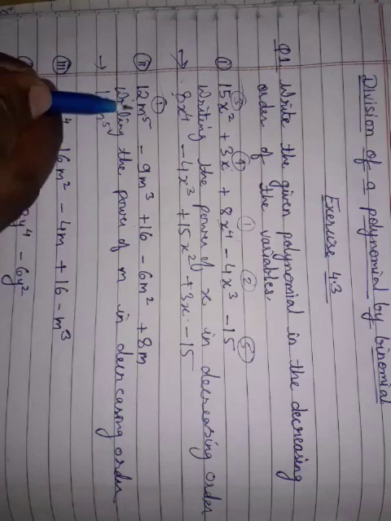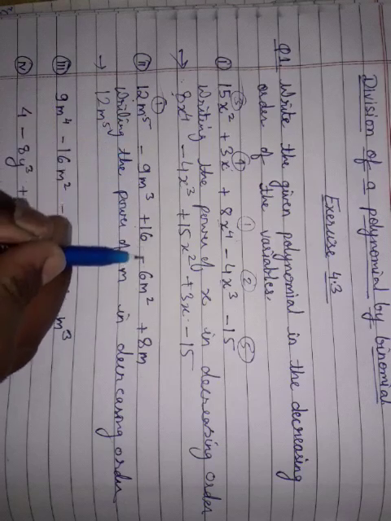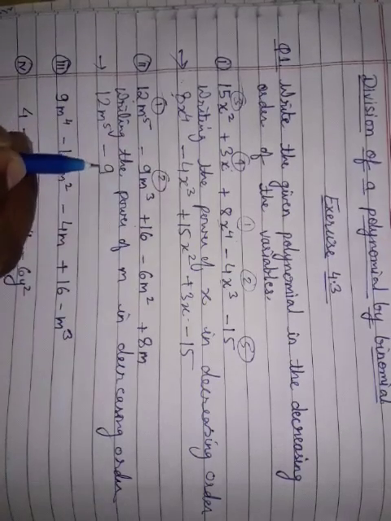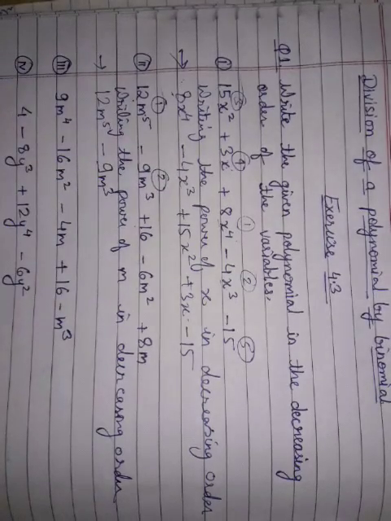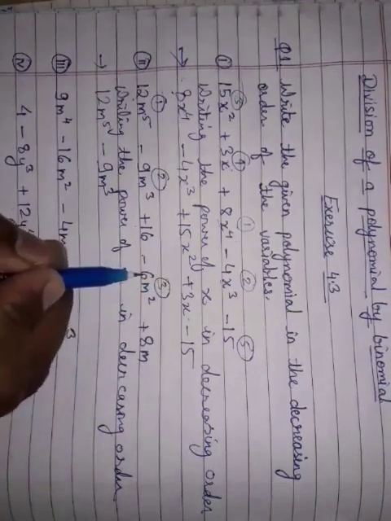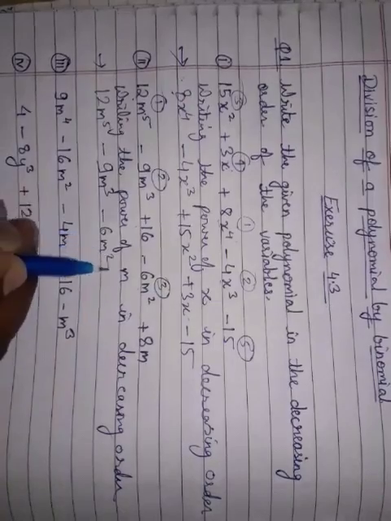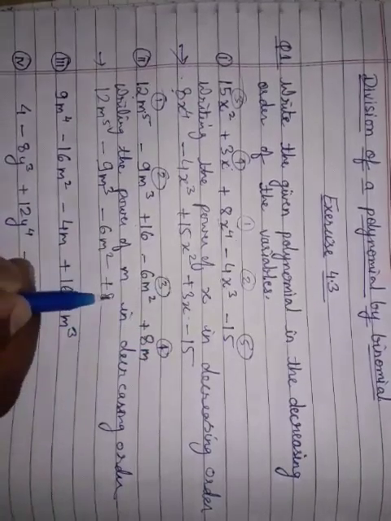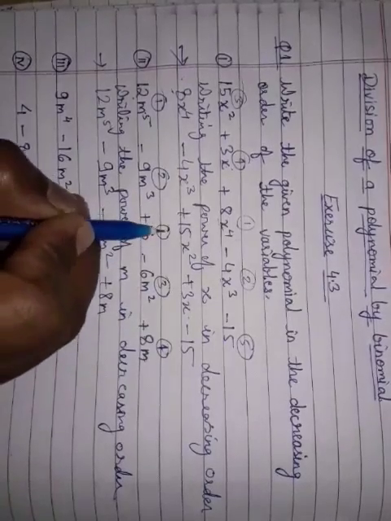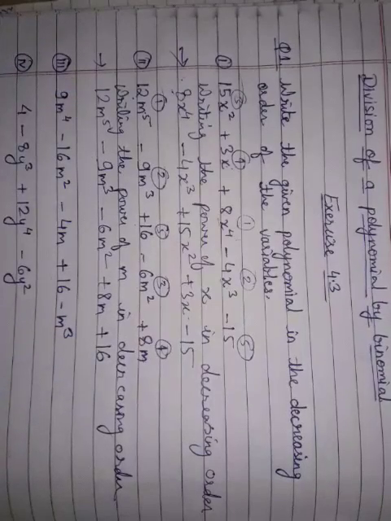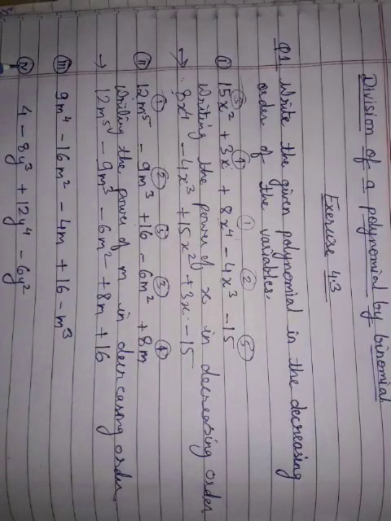And what is the second term? Is m power 4 given? No. Then m power 3. So this is our second term, minus 9m power 3. Then m power 2 or m square. This is our third term, minus 6m square. Now the fourth term is plus 8m. Then in the last we write the constant or number, plus 16. This is our answer.